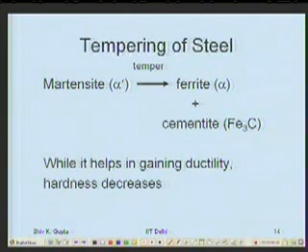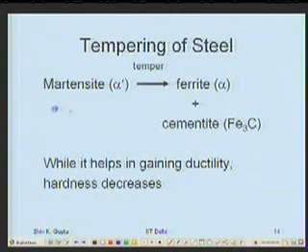The structure which forms now is not pearlite. Pearlite is a name given to a morphology where ferrite and cementite plates are alternately arranged. If you temper the martensite, what you will get is spherical carbide or cementite embedded in the matrix of ferrite, like this. This morphology of spherical cementite is not called pearlite.